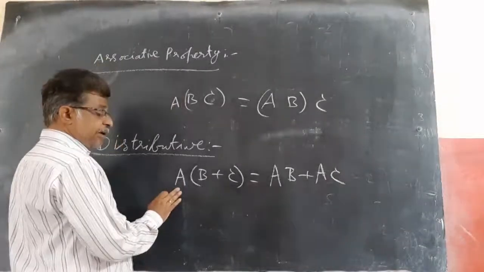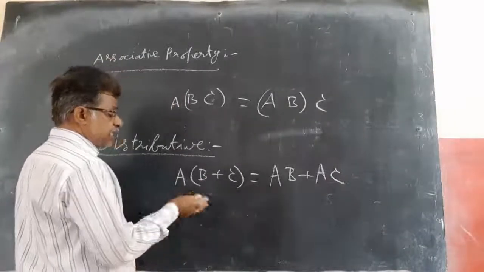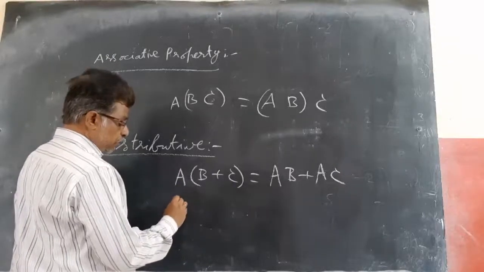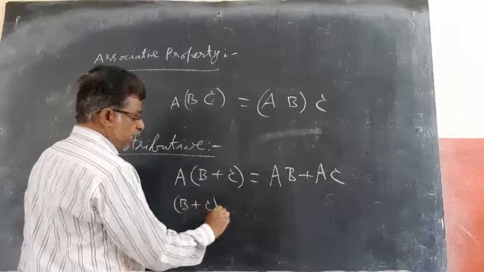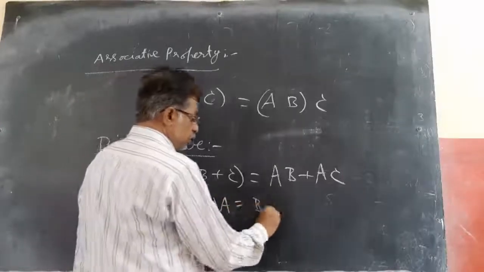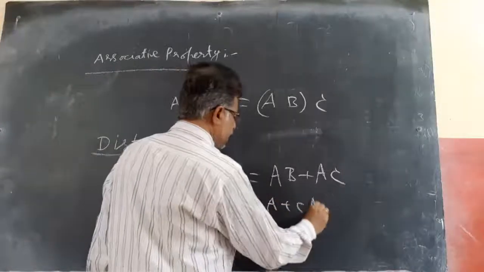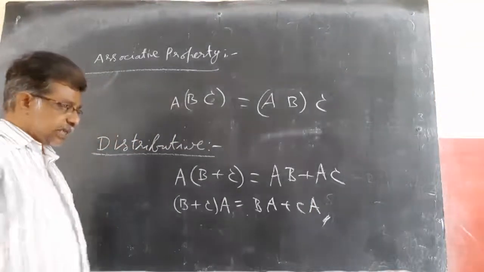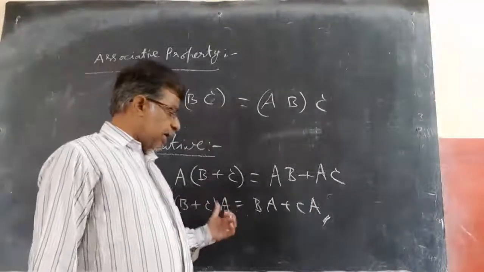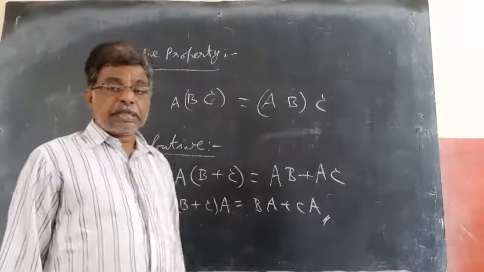It can be right multiplication or left multiplication. Now it is on the left side. If you go for the right side, it is the same: B plus C into A is equal to BA plus CA. So right distribution or left distribution, both are applicable.